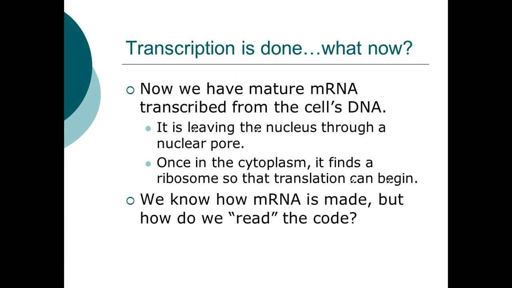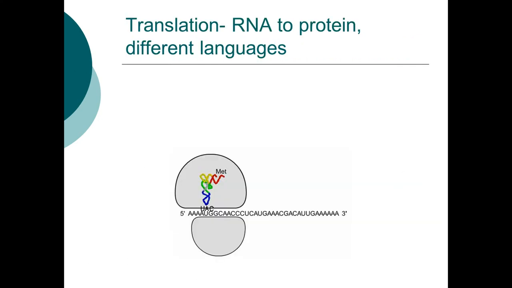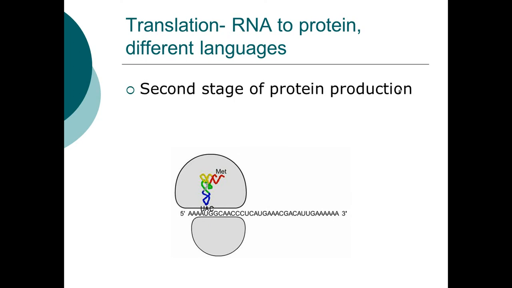We know how mRNA is made, but how do we read that code? How does it actually turn into a protein? That happens through a process called translation. Remember, translation is different languages. This goes from RNA to protein. And it's the second stage of protein production.